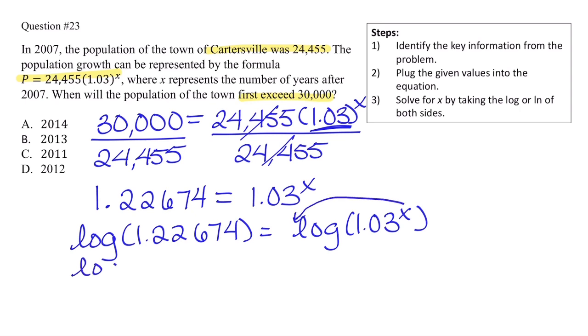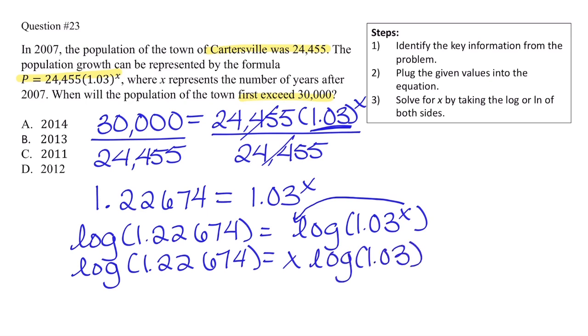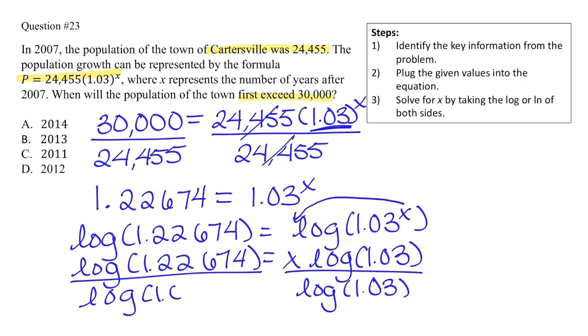So that means we have the log of 1.22674 equals x log 1.03. So what we can do now is divide both sides by the log of 1.03 and use that to solve for x. So now these two log of 1.03 will cancel. So we have the log of 1.22674 and then hit enter, divided by the log of 1.03.